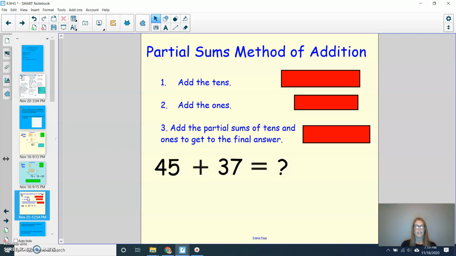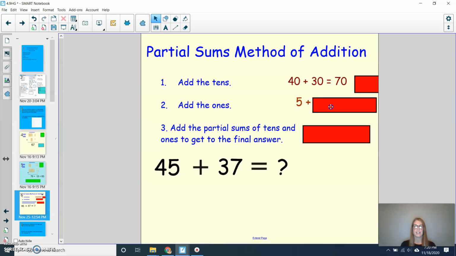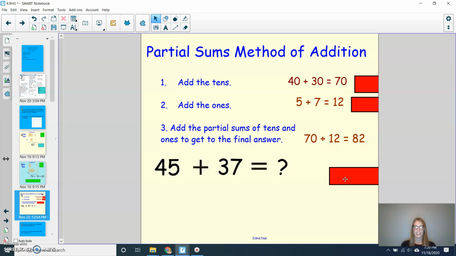So when we're solving partial sums, we first add the tens. In the problem 45 plus 37, we first start out by adding 40 plus 30, which brings us to 70. Then we switch and we add the ones. So 5 plus 7 gets us to 12. Then we're going to add the partial sums of the tens and the ones to get the final answer. So then we would add 70 plus 12 to get 82.